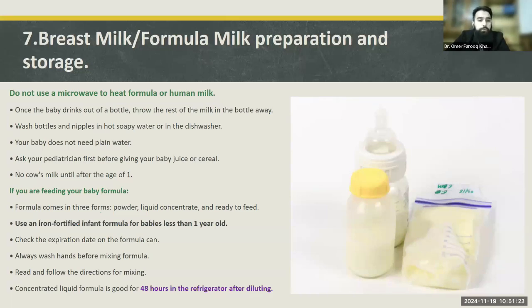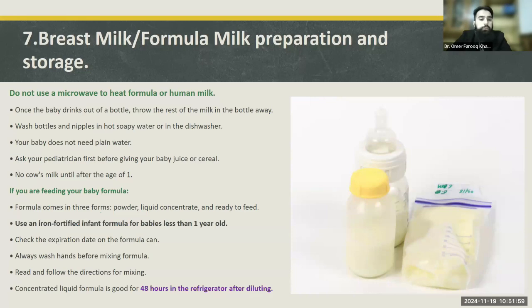Ask your pediatrician first before giving your baby juice or cereal. No cow's milk until after the age of 1. It is recommended to wait before giving cow's milk until after the age of 1 year, but some pediatricians allow giving cow's milk, especially in low income household settings, after 6 months of age. But keep in mind, cow's milk does not contain any iron, so babies get anemic very quickly after 6 months of age if they are solely on cow's milk. That is why proper weaning is very, very important.